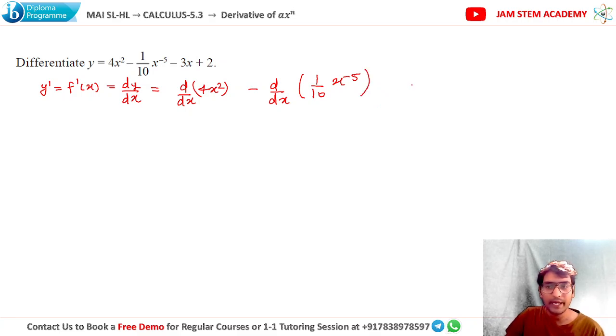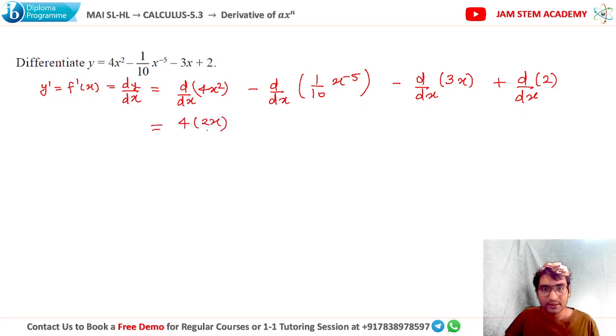So we have negative derivative of 3x, then plus the derivative of 2. Now, rate of change of 4x squared will be 4 times 2x. We have to reduce one power of x, take that power outside. Negative 1/10 stays as it is. Then negative 5 x raised to the negative 6. Reduce one power of x. Similarly here, negative 3 as it is, x raised to the power what? 0, because you have to reduce one power. So x to the power 0, 1 minus 1 is 0. That gives you 1 at the end.